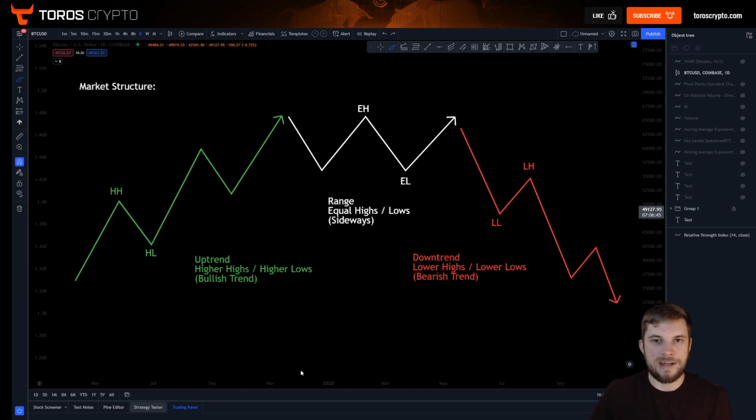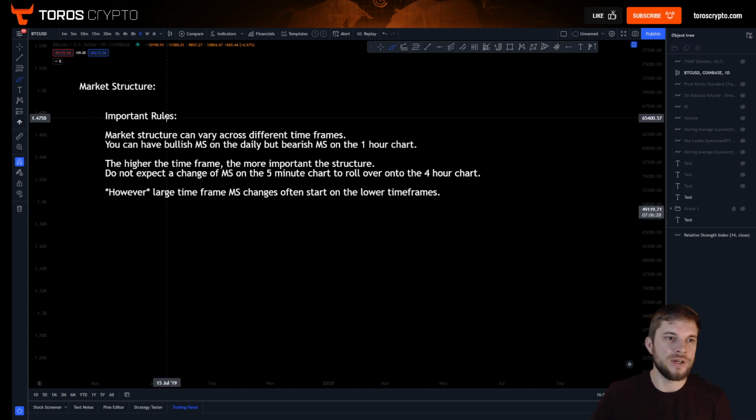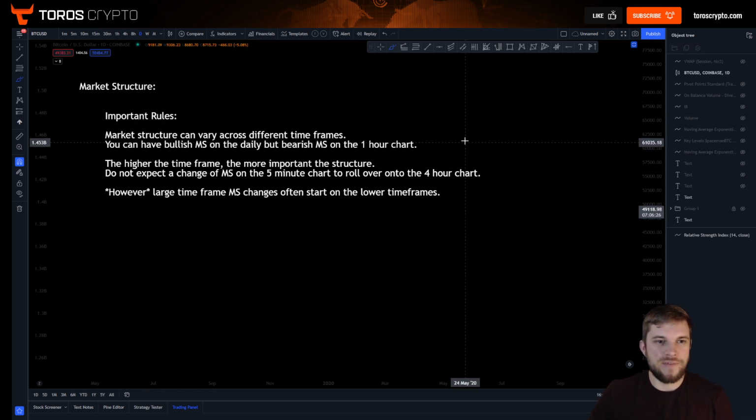Okay, so those are the three main states that a market is in. Now, how do you actually know how to trade these and how can you look to whether you want to be getting into long positions or short positions? Okay. So we're just going to have a look here at some important rules, first of all, within market structure itself. So market structure can vary across different time frames. You can have bullish market structure on the daily, but bearish market structure on a 1 hour chart.